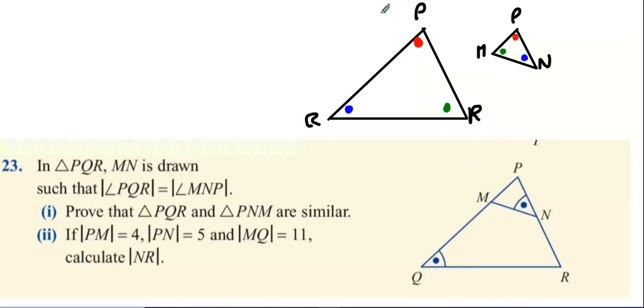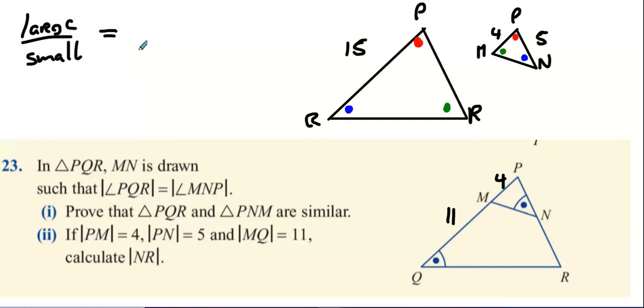Okay. PM is what, guys? 4. And PN, 5. MQ, 11. But we know PM. PM is 4. What's PQ? There we go. Okay, we have the large triangle and we have the small triangle. Okay, what two sides are equivalent that we both know? We know the two red to blues, don't we? One of them's 15 and the other one is 5.